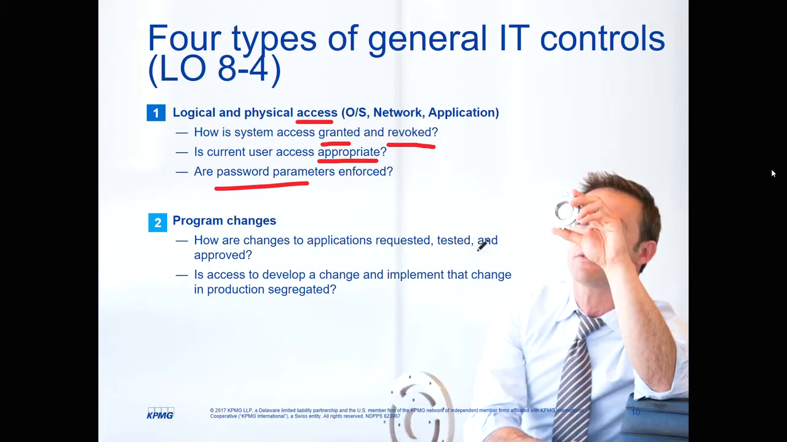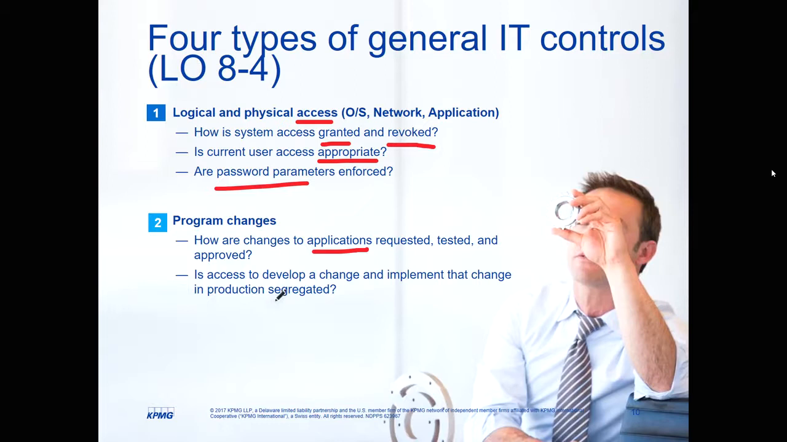Program changes is another area which we'll talk about in a little more detail. But those are basically any changes to the applications. What's the process used to make sure that those changes are authorized, that they're tested appropriately, and let's make sure that those changes don't cause other problems with other parts of the application. And so the program change is a pretty important area to make sure that we don't have individuals that are manipulating the IT environment in order to achieve objectives that are contrary to the firm's objectives.